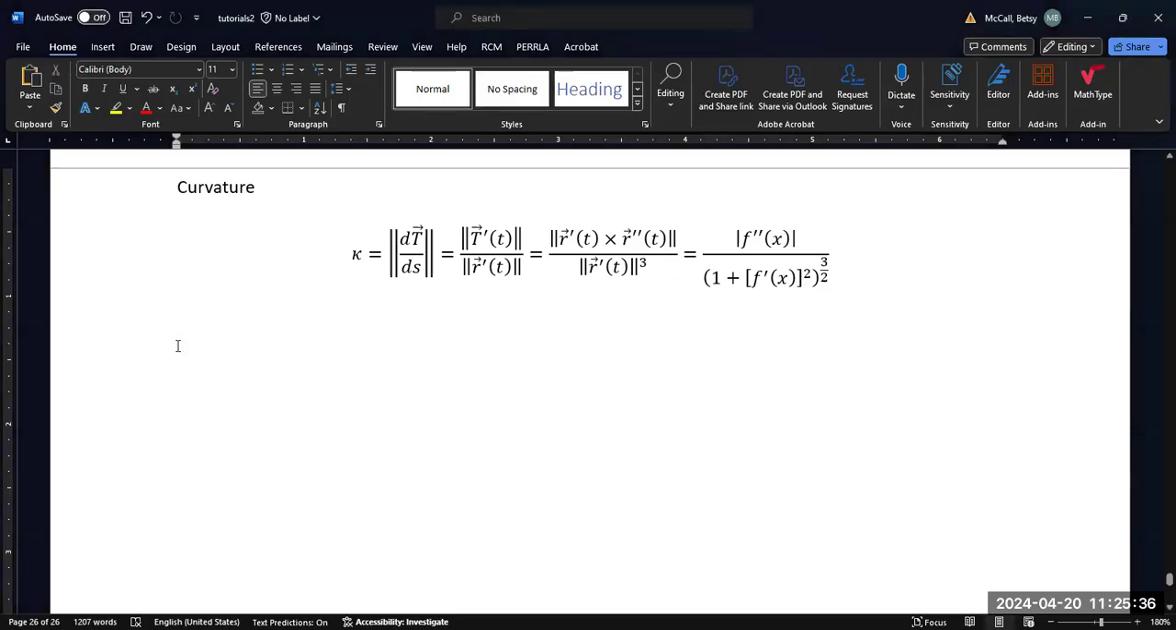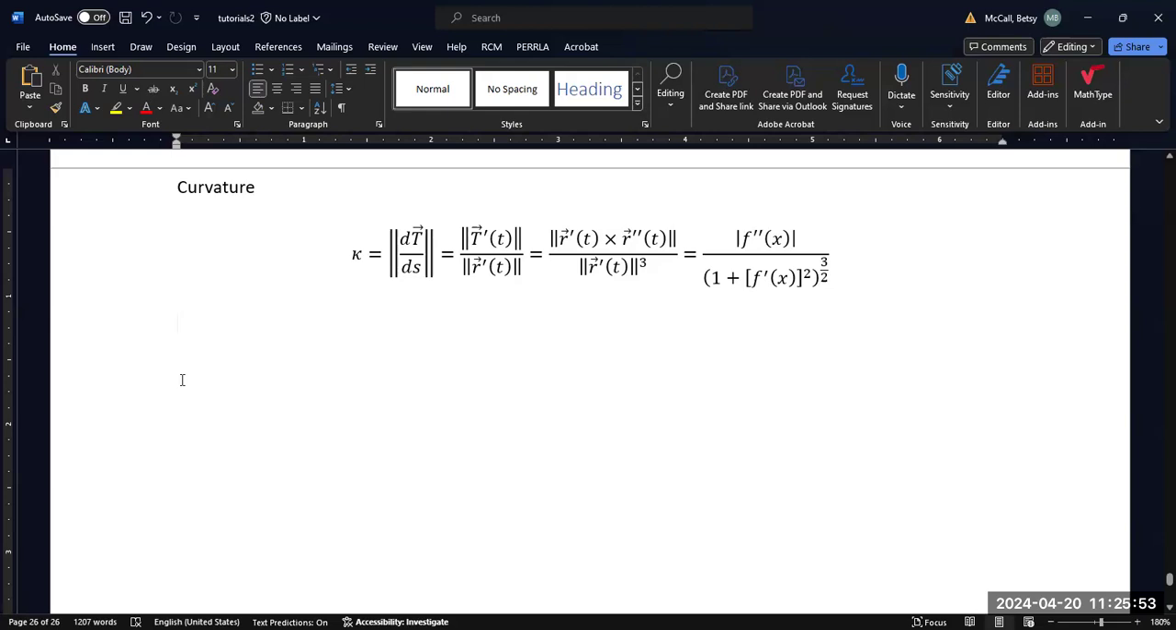Okay, so in this video, we're going to be looking at how to calculate curvature for a function. We're going to look at some examples of parametrized curves in both 2 and 3 dimensions. And then we're also going to look at the special case of a function that is defined explicitly in 2 dimensions.